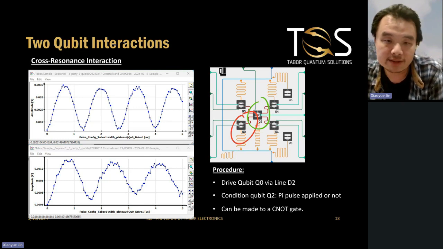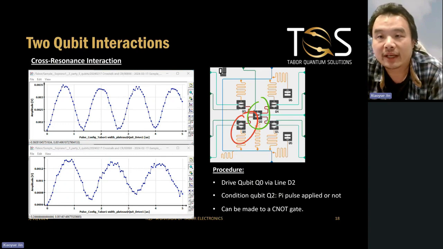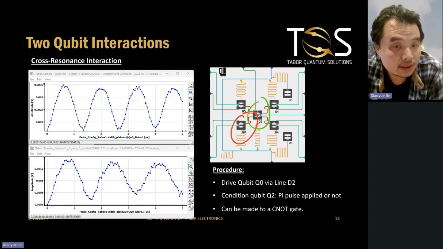Here on the left, you can see the Rabi frequency is different depending on the state of qubit 0. This is the cross-resonance interaction. If you fine-tune it, you can get a cross-resonance gate, like to make it a CNOT or something like that.